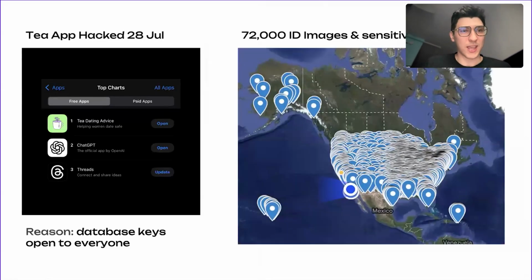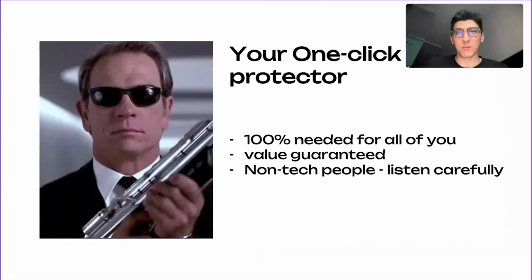Recent things, right? So there was an app called T. It was hacked 2 days ago. The reason was database keys were open to everyone, and now the whole United States map is full of leaked ID images and other sensitive data, and that happens every single day to many folks. So I built a one-click app protector, which you all want to see now, because in the end, I will tell you just how to avoid such issues.